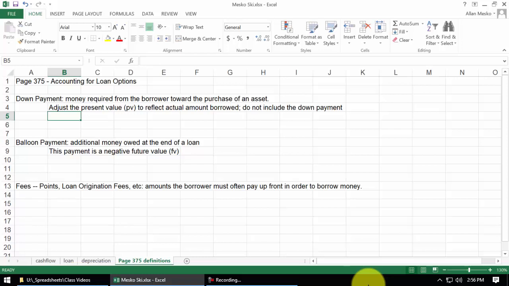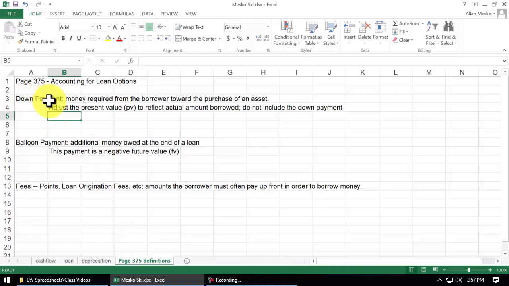Let's look briefly at an explanation of the terms on page 375 and 376. We need to know what these mean and how to deal with them in Excel and how they affect our parameters in our different financial functions. The first thing that's talked about is a down payment.